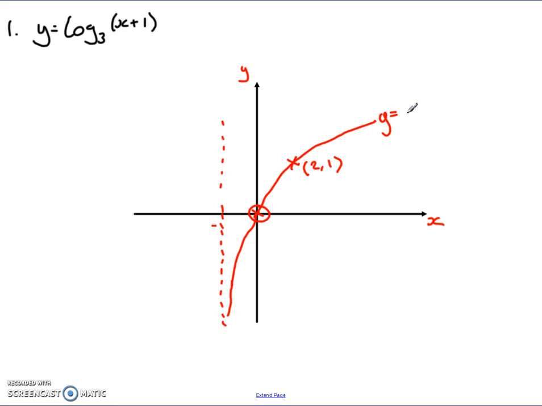One key thing, remember, don't forget to write its name. So y equals log to the base 3 of x plus 1. Make sure you name it.